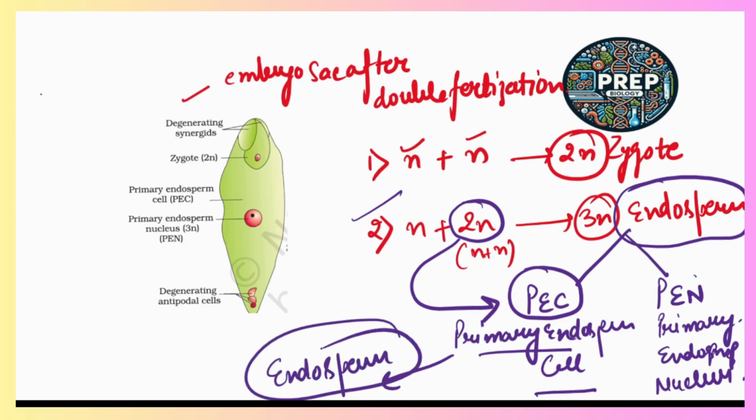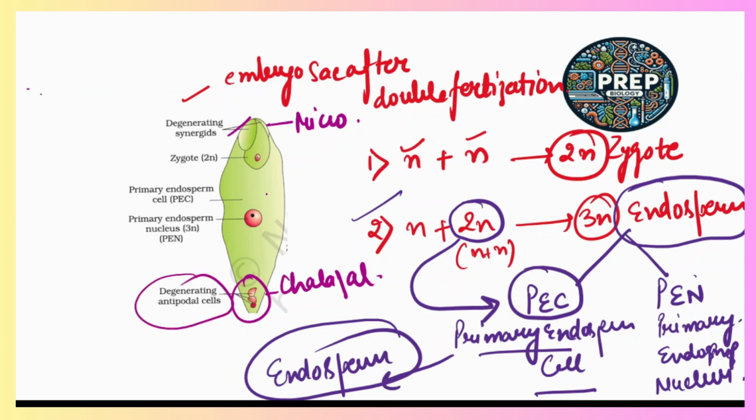This is important. If we see this diagram, this is the micropylar end. Why micropylar end? Because here the synergid cells are present. This is the chalazal end, because here the antipodal cells are present. After the double fertilization, the synergid cells will degenerate and the antipodal cells at the chalazal end also degenerate.